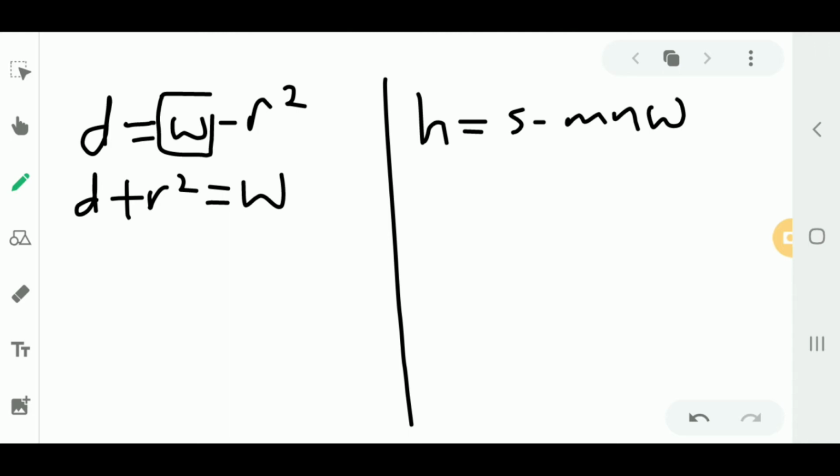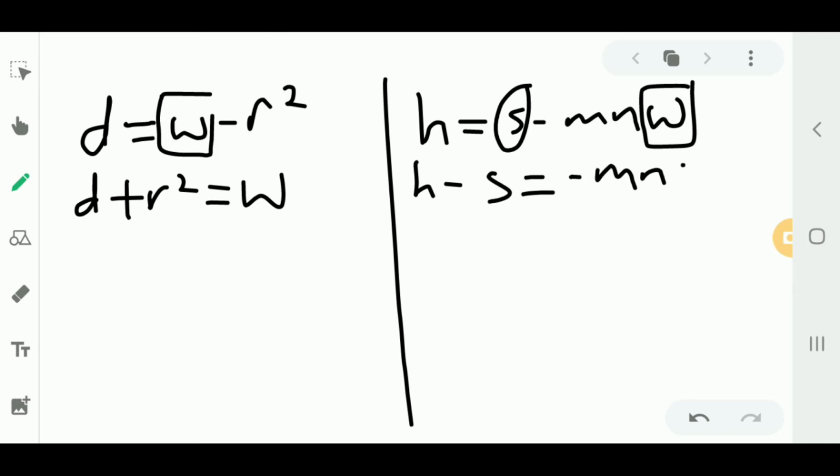We have H is equal to S minus MNW. Now we have to look where the W is. The W is right here. So first we have to get rid of this S here, which is a plus S. So we're subtracting S from both sides. So H minus S is equal to minus MNW.